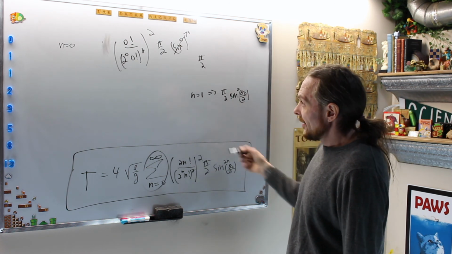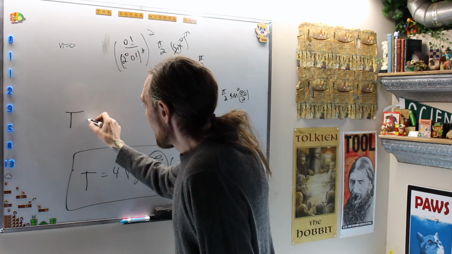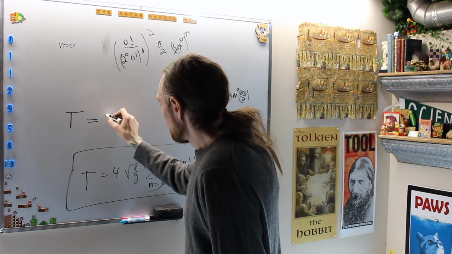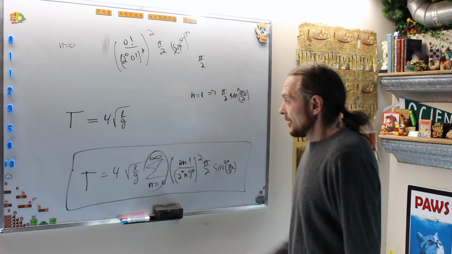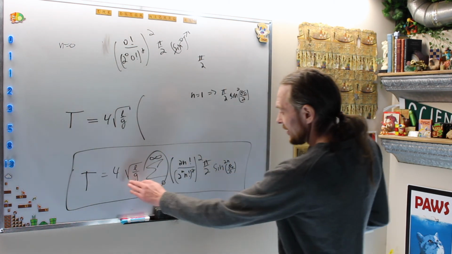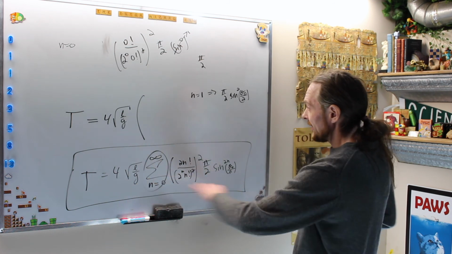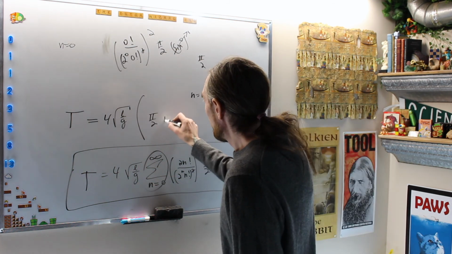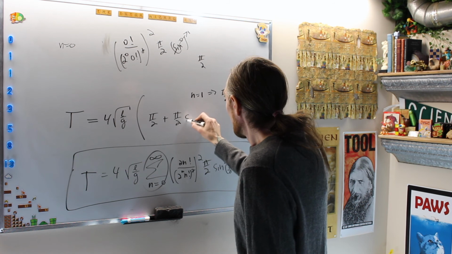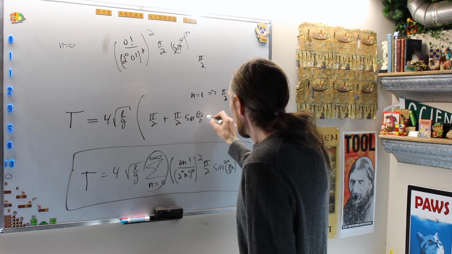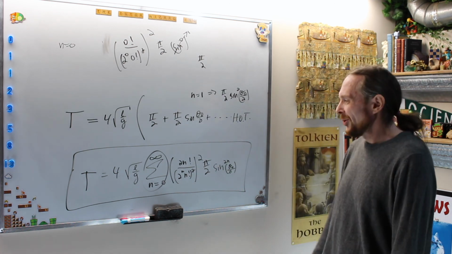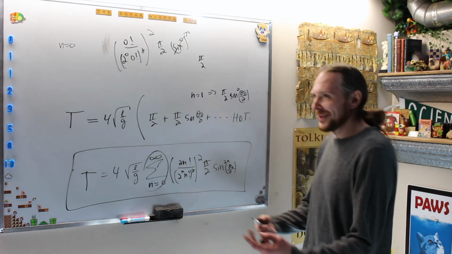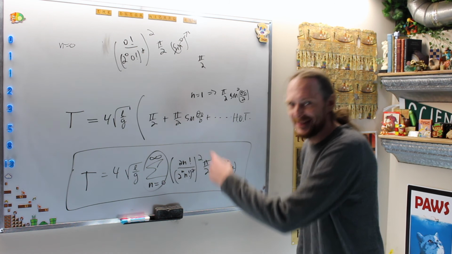That wasn't so bad. What does this say? T is equal to 4 root L over g times this power series, which for the first two terms is equal to pi over 2 plus pi over 2 sine squared theta naught over 2, plus higher order terms. Don't get excited. Well, get excited, but not for those reasons. For the mathy reasons.